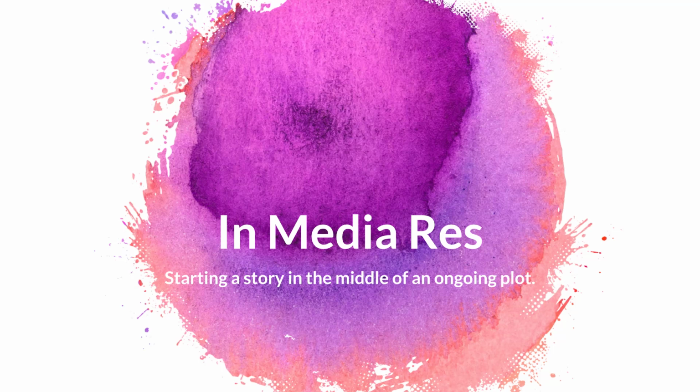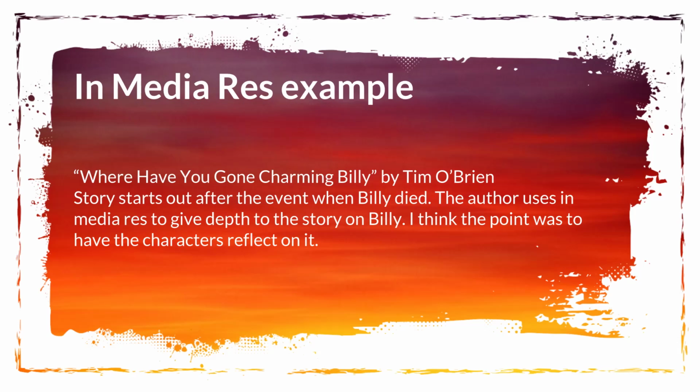In media res, my description is starting the story in the middle of an ongoing plot. My example was from Where Have You Gone, Charming Billy by Tim O'Brien. The story starts out after the event when Billy died. The author uses in media res to show the depth of the story on Billy. I think the point was to have the characters reflect on it. So obviously it just starts out right in the middle, from that other sentence I said where he was describing them as sheep. And this happened all after the actual event with Billy, and that gave depth to the story, starting it just in the middle of an ongoing story.